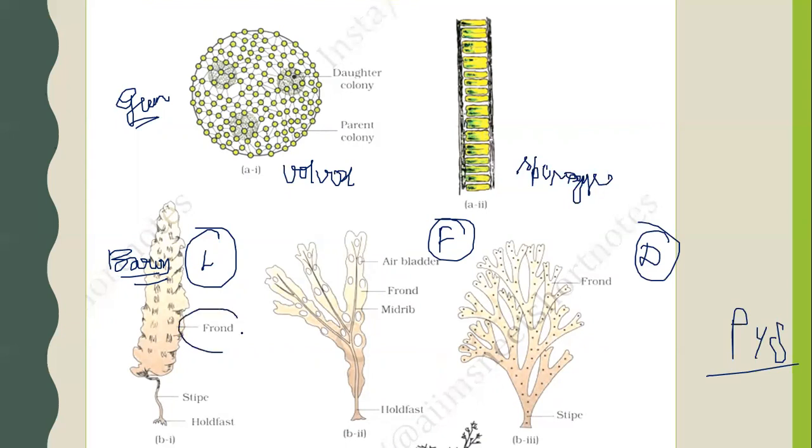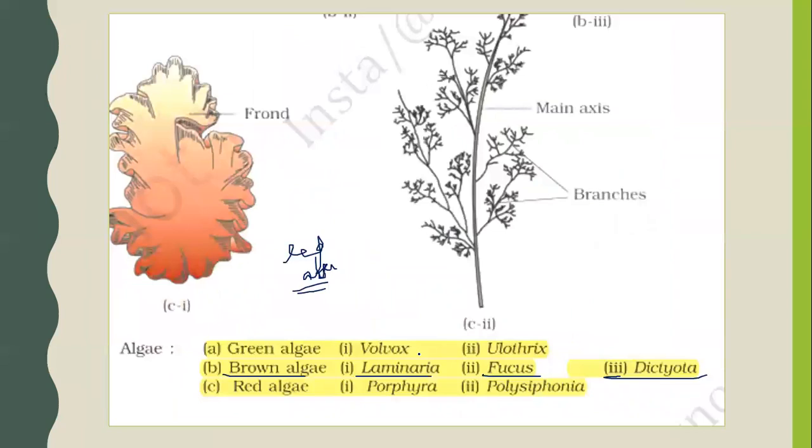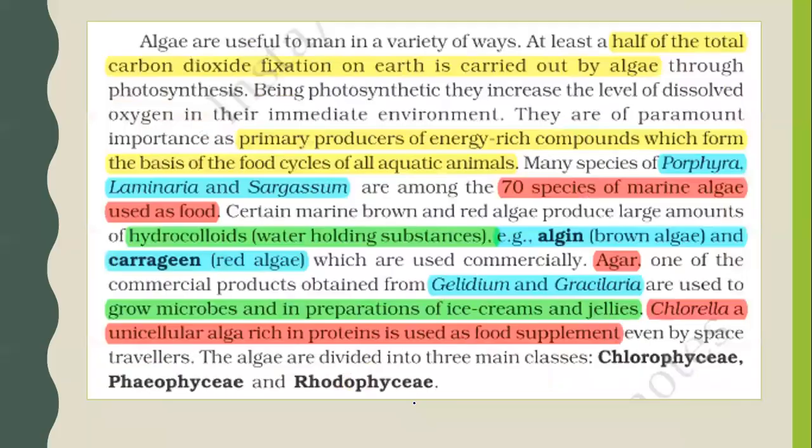Frond, stipe, and holdfast. Air bladder. This Fucus diagram is a previous year question repeated for several years in the NEET exam, so please pay attention. Next are the red algae: this is Porphyra, and the last one is Polysiphonia. So let's discuss each thing in detail.